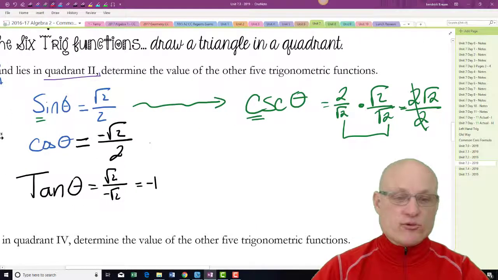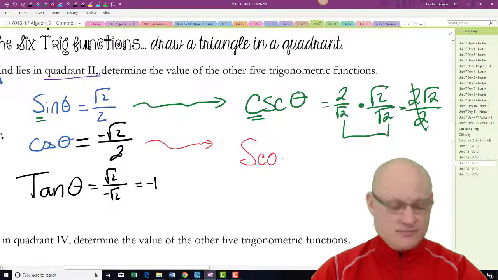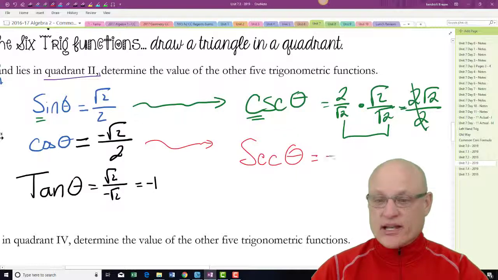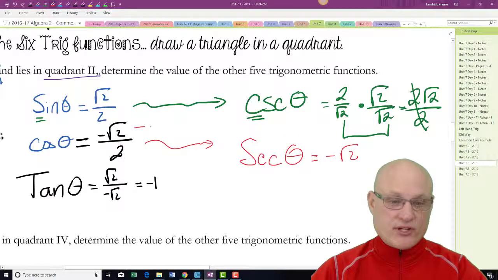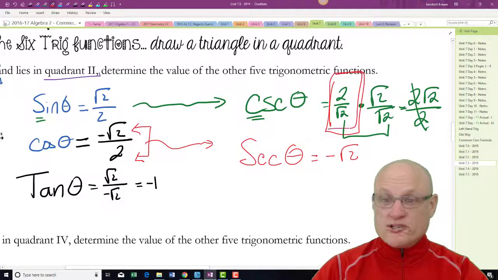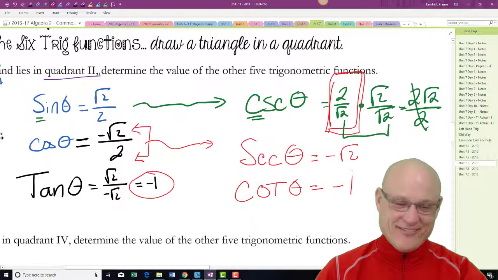What is the reciprocal function of cosine? It is secant. Secant of theta. So that's negative square root of 2, right? We're just going to take the reciprocal of this, but isn't the reciprocal of this the same as the reciprocal of this? Just negative. And then the reciprocal of tangent is cotangent, so cotangent, and the reciprocal of negative 1 is, you guessed it, negative 1.